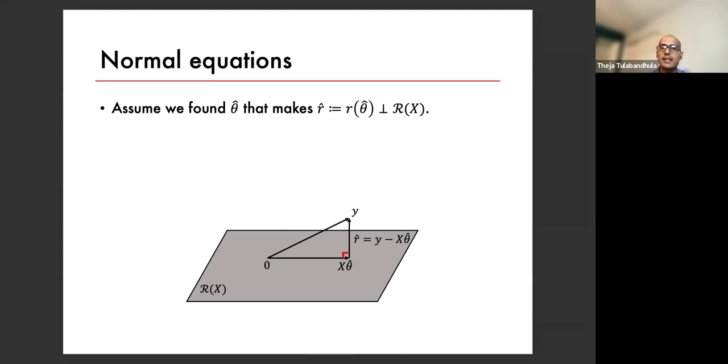What we're going to show is that for any other theta, its residual 2-norm squared is going to be higher. Let's say we found a theta for which the residual vector is perpendicular to the range space. For any other theta vector, it's going to be worse in the sense that it's not going to be perpendicular, first of all, and the performance, which is quantified by the residual 2-norm squared, is going to be higher.